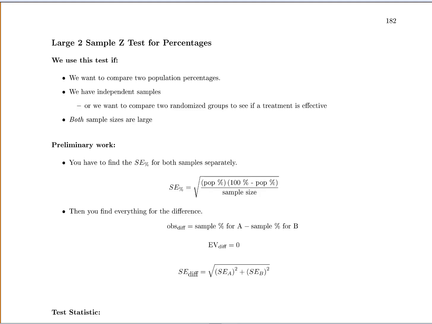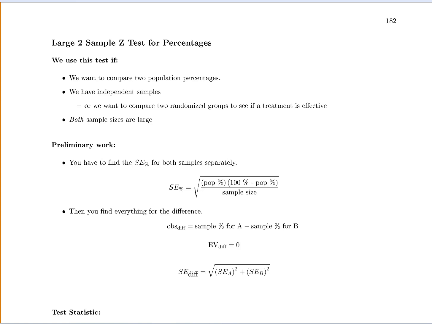This is our large two-sample z-test for percentages. Just like we had a two-sample z-test if we wanted to compare two population averages, we'll do the exact same thing with a two-sample z-test for percentages. It's going to look almost exactly the same. The only difference is the formula we use for our standard error.